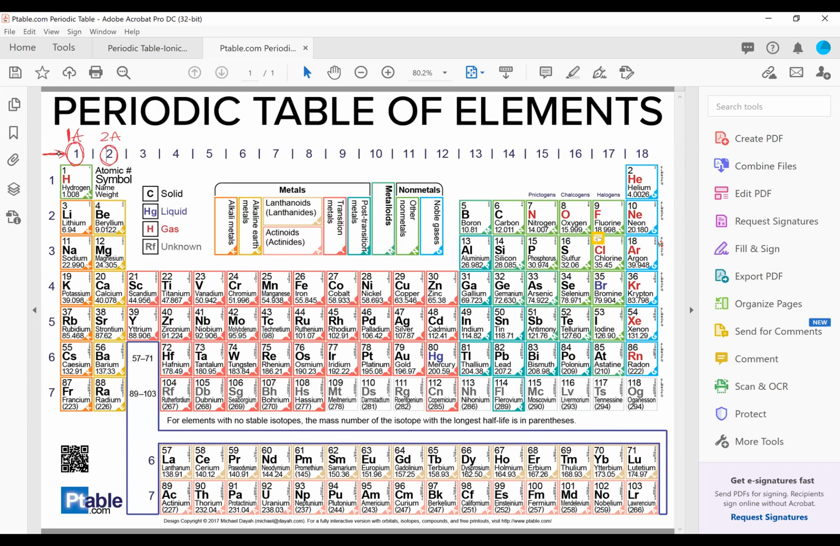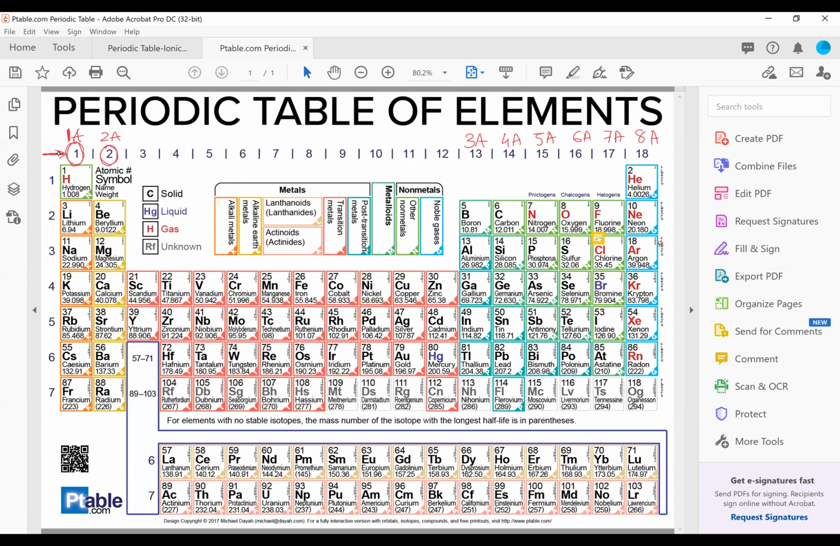So we are using letter A after the number. Then we're going to move all the way to the right side where it says 13. So we're going to say 3A, 4A, 5A, 6A, 7A, and 8A.